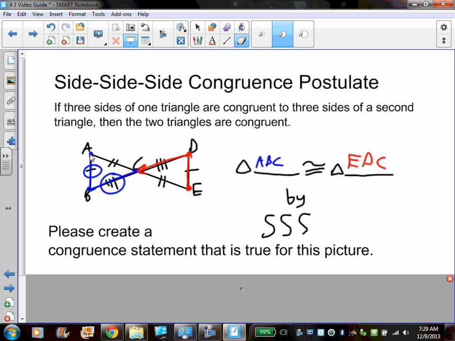And what we're going to start doing is naming why we're saying the triangles are congruent. If we're using three sides to do it, like we're doing here, we know that all three sides are the same length, so we know they're congruent. Then we're going to say that we're doing it by side, side, side, or SSS, which is short for side, side, side congruence postulate. It's way, way easier to write. So that's why we use it.